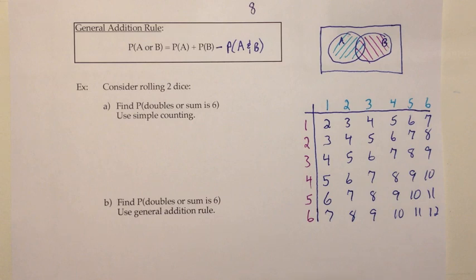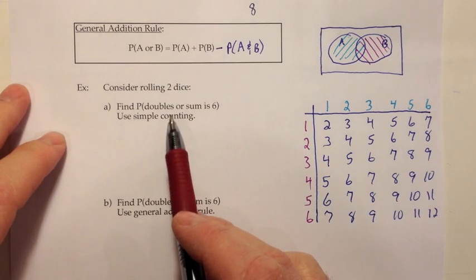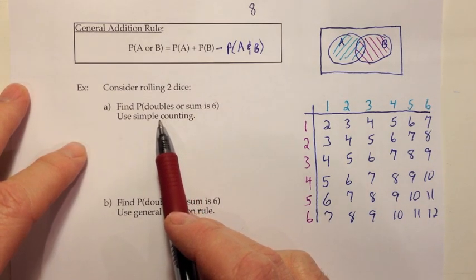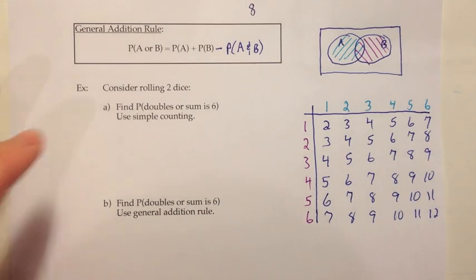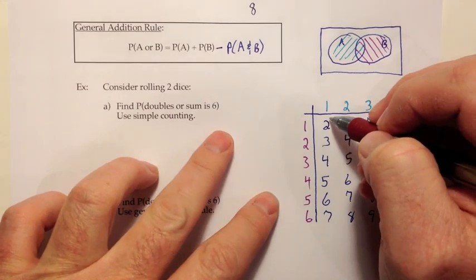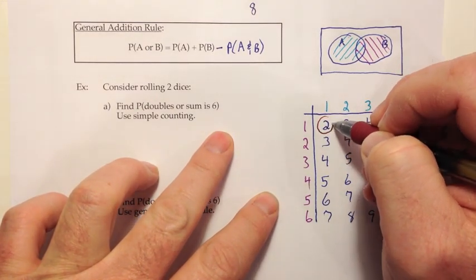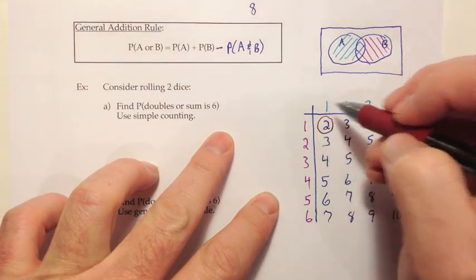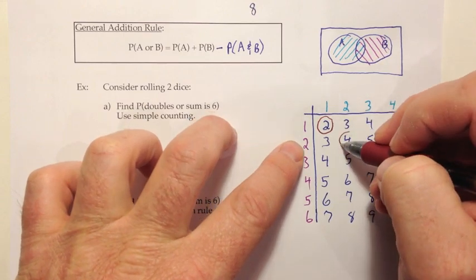Alright, now let's try and find the probability of getting doubles, or the sum is a 6. And doubles, just a quick definition, means that the two dice that were rolled are the same. So I'm going to put a circle around all the ones that are doubles. This 2 is a double, not because it's the number 2, but because it was a 1 rolled with a 1. So if we roll a 2 with a 2, that would also be doubles.